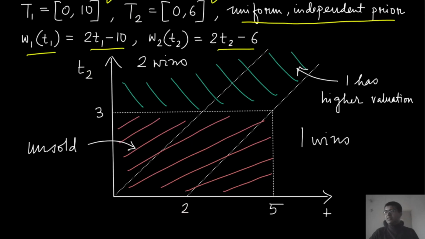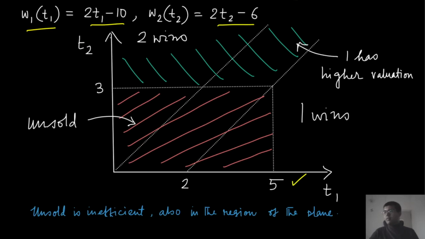And then if you create a table similar to the previous one, you can see that this is the space of types, where player 1's types are on the x-axis and player 2's types are on the y-axis. When player 1's type is less than or equal to 5 and player 2's type is less than or equal to 3, the object is not sold. This red region is where the object is not sold. Above this region, you can see that this line is the boundary where 2 wins on this side and 1 wins on this side.